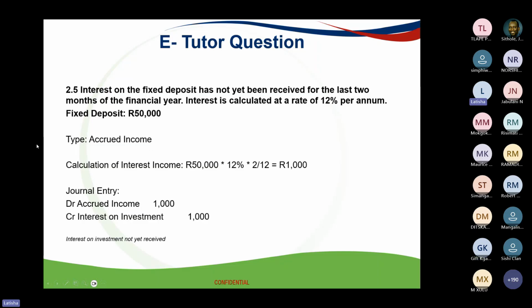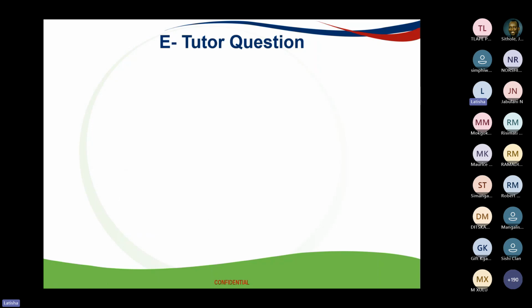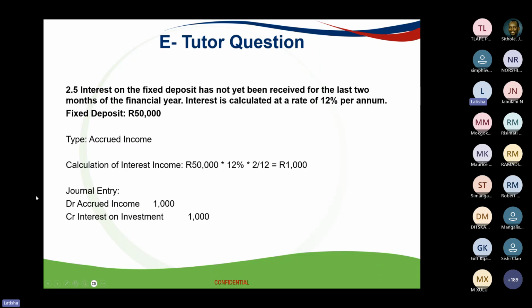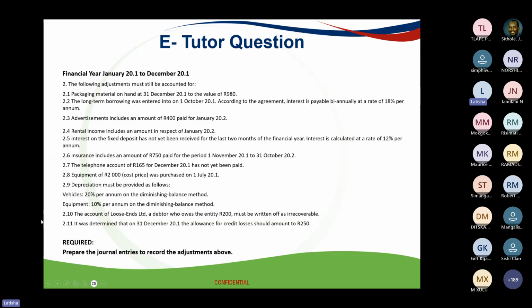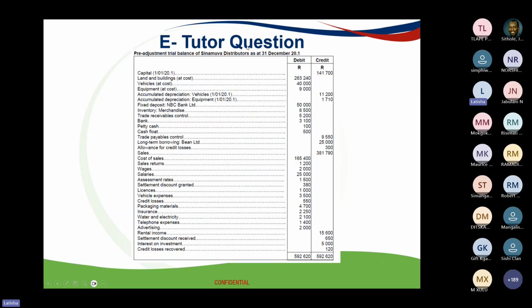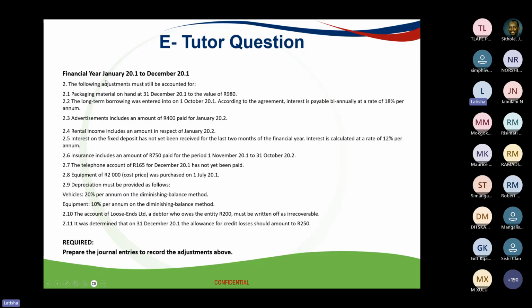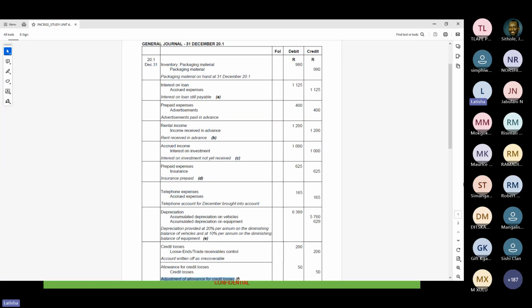Okay, I did the slides. That's a great question. Let me just go back a few. I prepared the slides in a way that we can do it as a lesson. However, if you go to the e-tutor question, the first slide gives you the pre-adjustment trial balance, and the second slide tells you the additional information. The required simply says prepare the journal entries. So the answer would need to show the debit, the credit, the amount, and the description. Let me bring up the solution. This is what the solution would be to this question.